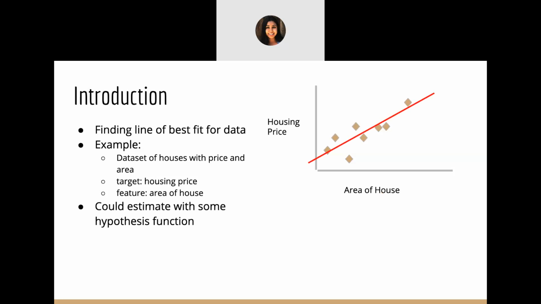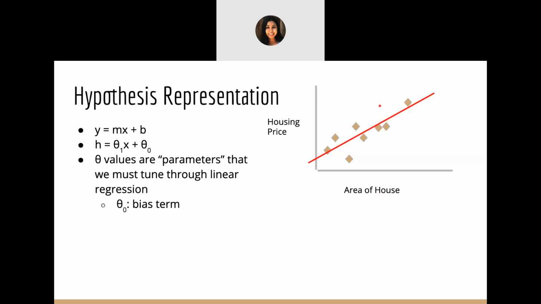So we could estimate this data with some hypothesis function. The goal of this is to get some type of model that will accurately predict a housing price given the area of a house. So this is one example of such a hypothesis. And now onto how should we represent the hypothesis.